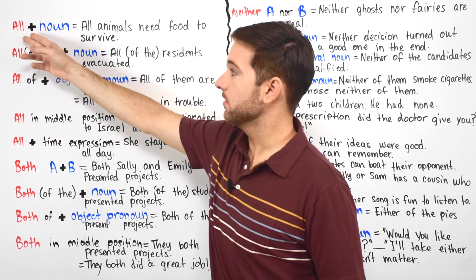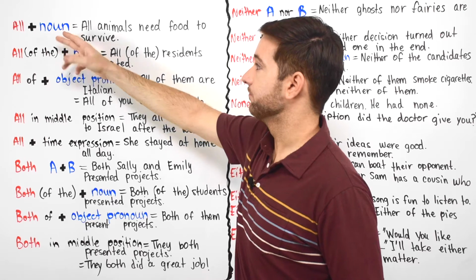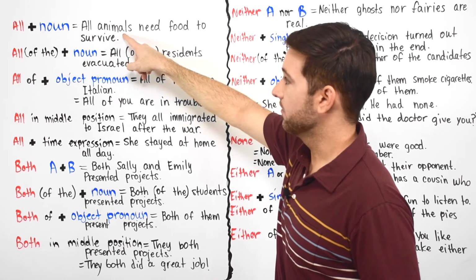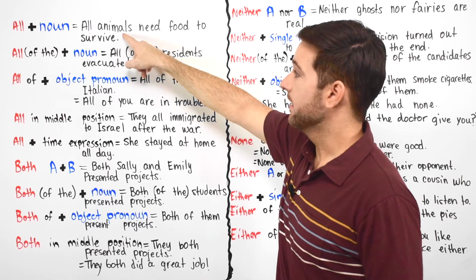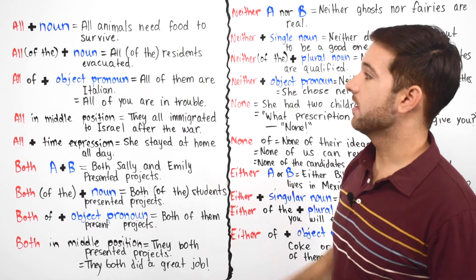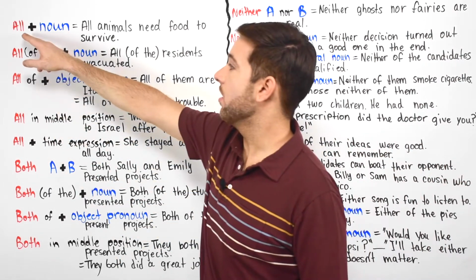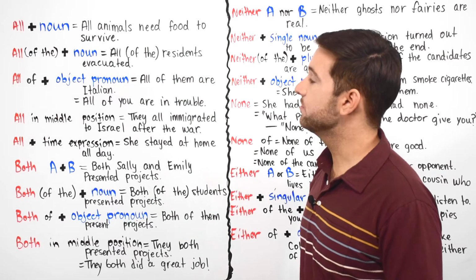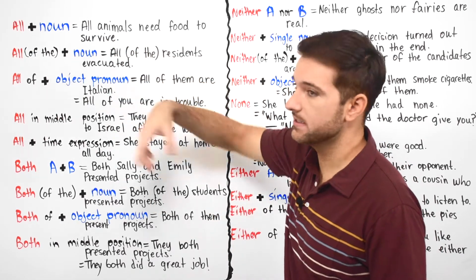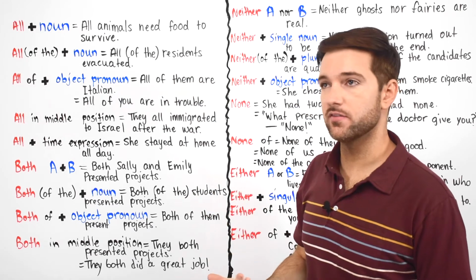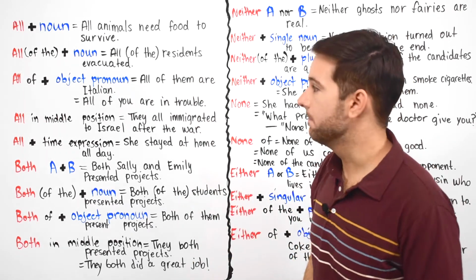We have all plus a noun. So here we have the word all, and then here we have a noun in the plural form. Animals, okay? All animals need food to survive. So all animals is the noun, need food to survive. Survive is to live, okay? You need food to survive, you need water to survive, you need a house to survive.